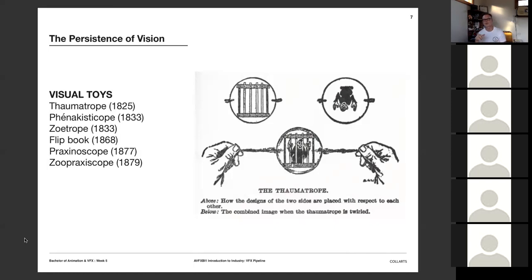So the classic one is, you know, a bird cage on one side and a bird on the other. And when you spin it, it combines the two images. There's a persistence of vision of both images, and there's a whole bunch of stuff that I can't pronounce. I think probably the most common one is the zoetrope, and obviously the flip book.